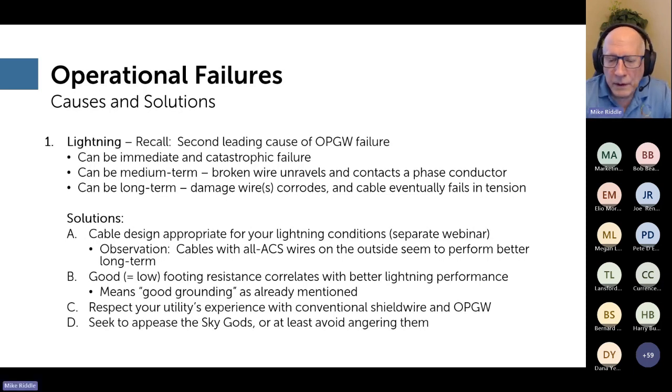I'm telling you, there are utilities that don't have problems with lightning damage. So, the converse is true as well. If you're having great experience, congratulate yourself and enjoy your day. So do draw upon your utility's experience, whether it's good or bad. Oh, and then as I say down here, your only other recourse is to try to appease the sky gods.